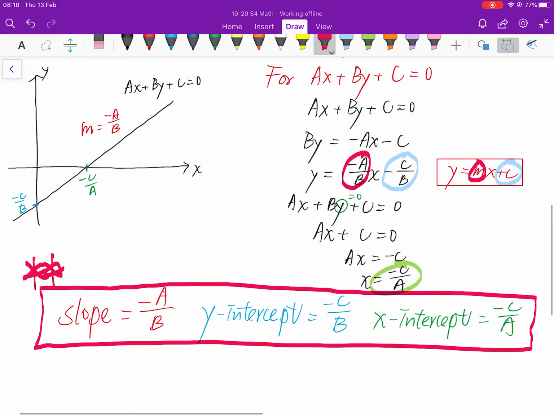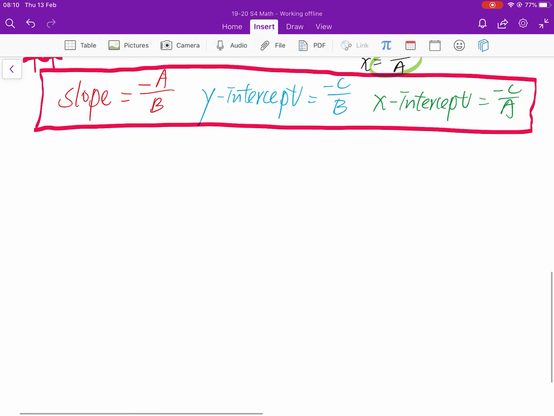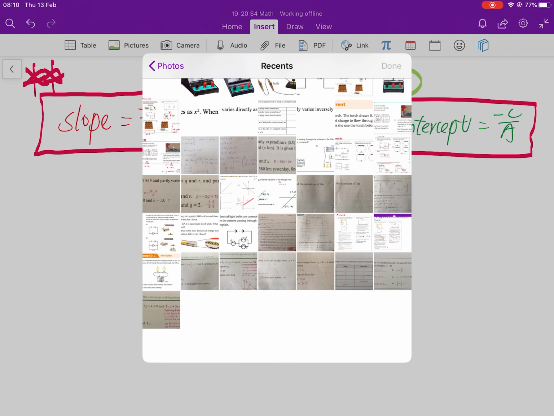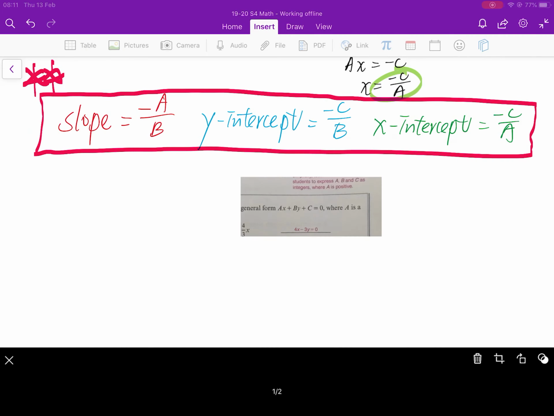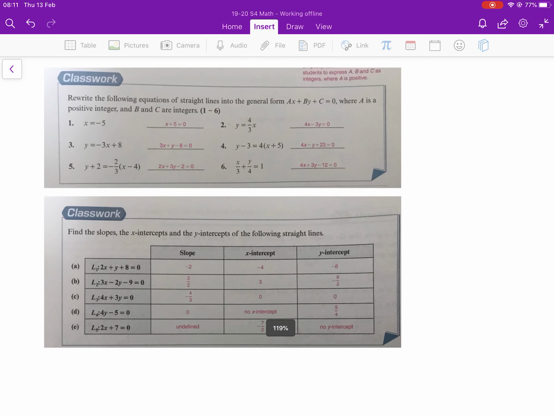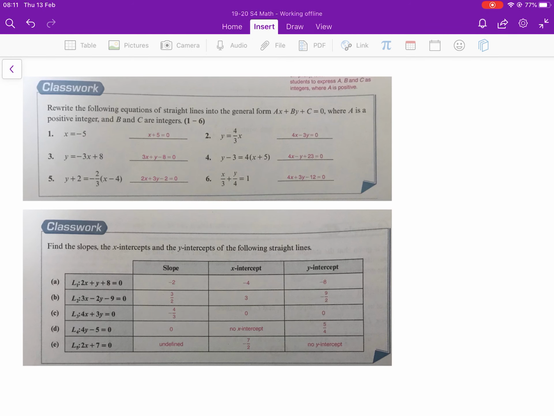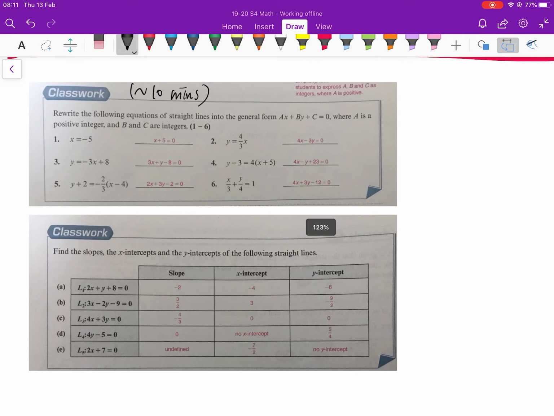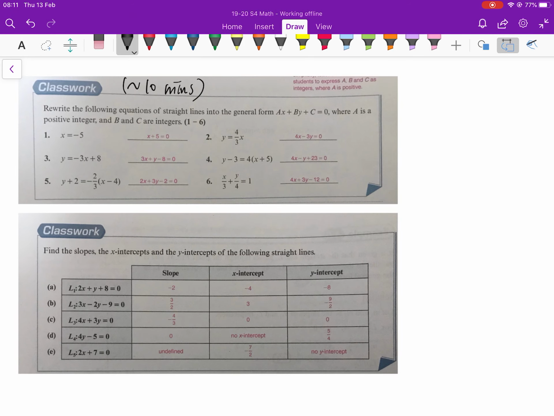Now you can help me to complete 2 classworks. Please spend some time to finish them, around 10 minutes. You can pause the video and count the time, 10 minutes for these 2 classworks. Later on, I will show you some examples about the general form of equations of a straight line.